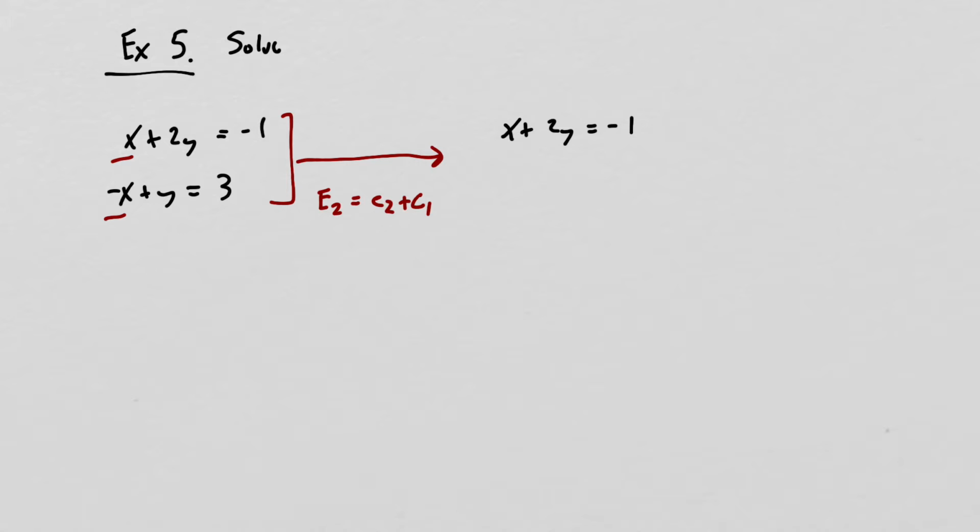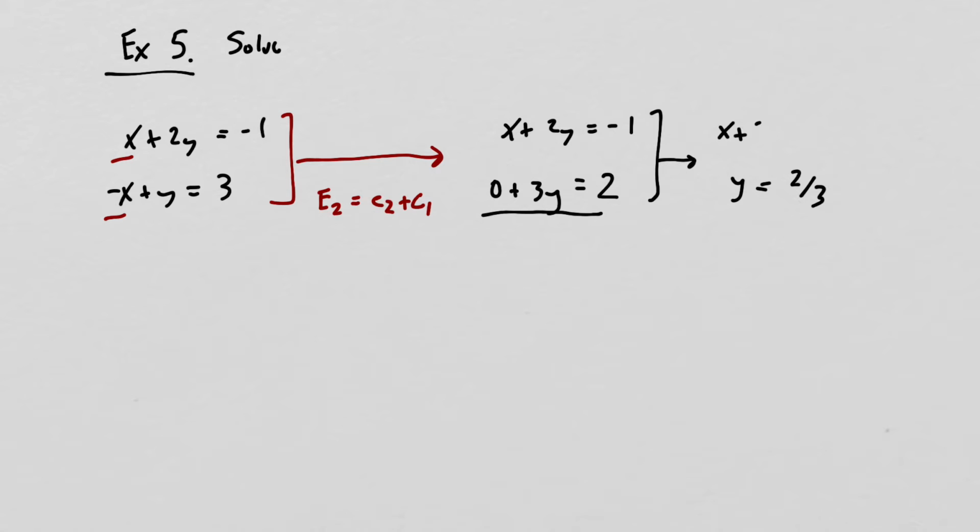Now equation number 2 becomes, let's see, x minus x, so our x's disappear. And then we'll get 2y plus y, so we'll get plus 3y, and then we'll get negative 1 plus 3, so this is equal to 2. Now what we see here is that in equation 2, we have 3y is equal to 2, so divide both sides by 3, and we see y is equal to 2 divided by 3.